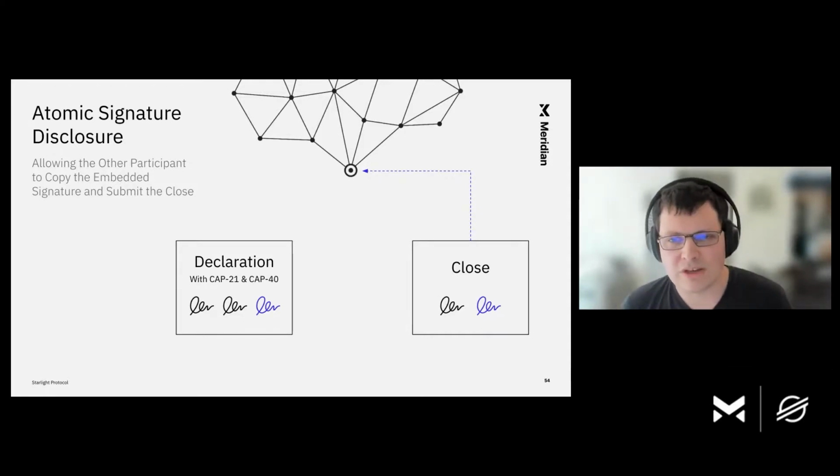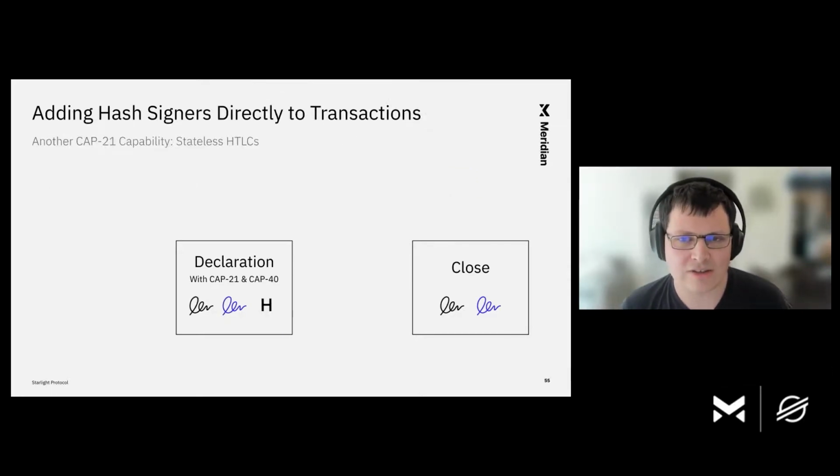So you will have noticed that we've mentioned CAP21 a few times so far, and that's because the proposal is full of new features that add new capabilities to the Stellar network. One that I want to touch on, because it's relevant to payment channels, is the ability to add hash signers directly to transactions as a precondition. This will give us the ability to create the hash component of a HTLC in a stateless way. The hash will live only within a transaction off network. We think this will be useful for anyone who implements multi-hop trustless payment channels in the future.